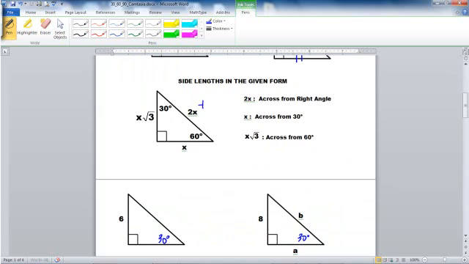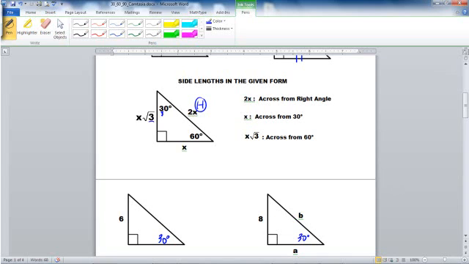We've got your hypotenuse, which is 2x. Across from the 30 is x, and then across from the 60 is x root 3. Now the way that I help my students remember this is that the 30, 60, 90 has the 30-degree angle in there, so we deal with the root 3 typically in these triangles. The 45, 45, 90 has 2 congruent sides, so it had the root 2.